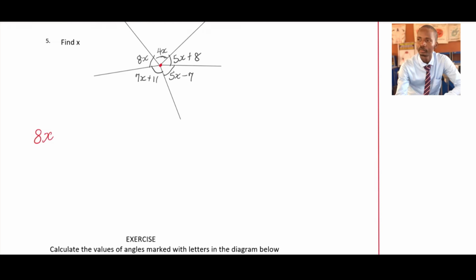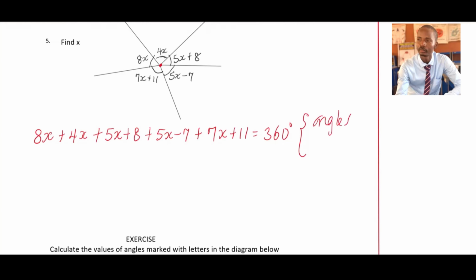8x plus 4x plus 5x plus 8 plus 5x minus 7 plus, I'm going in the clockwise direction, 7x plus 11. All of this will give 360 degrees, because these are angles at a point.